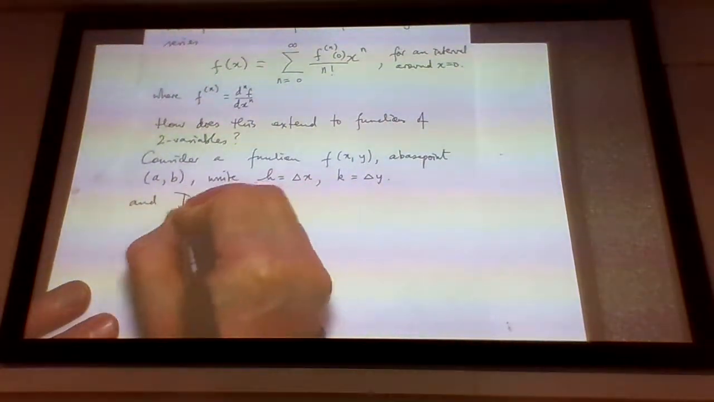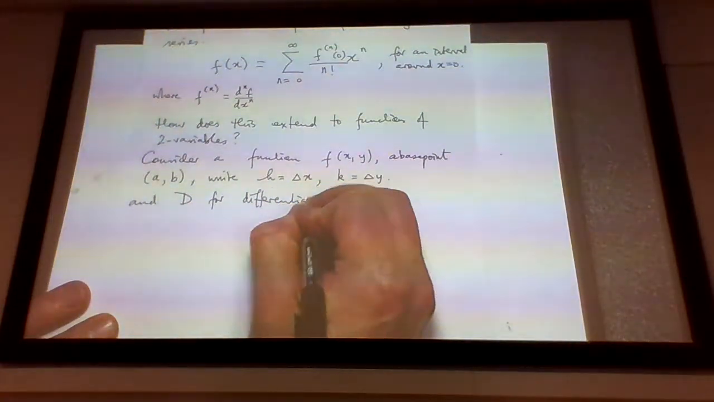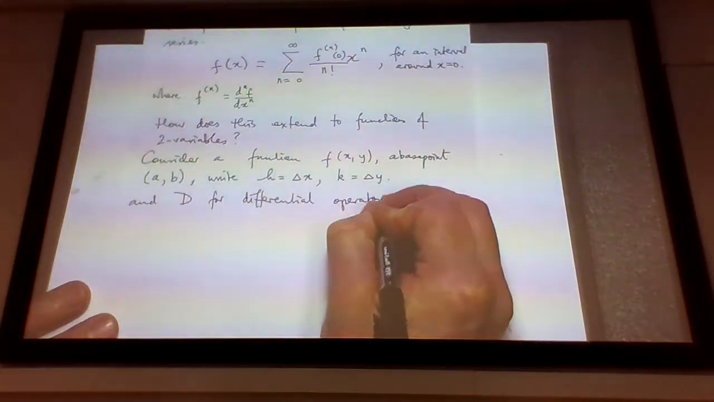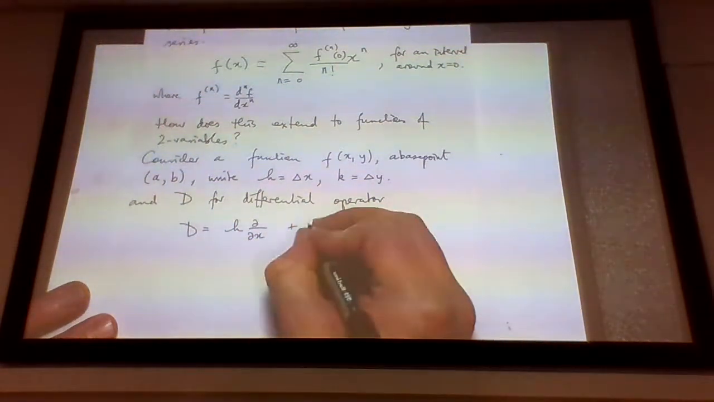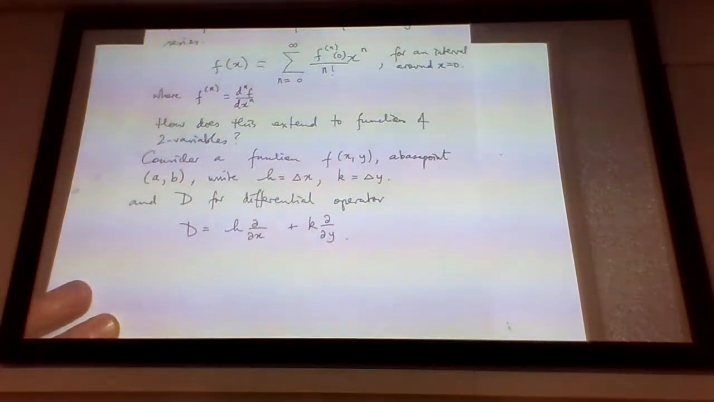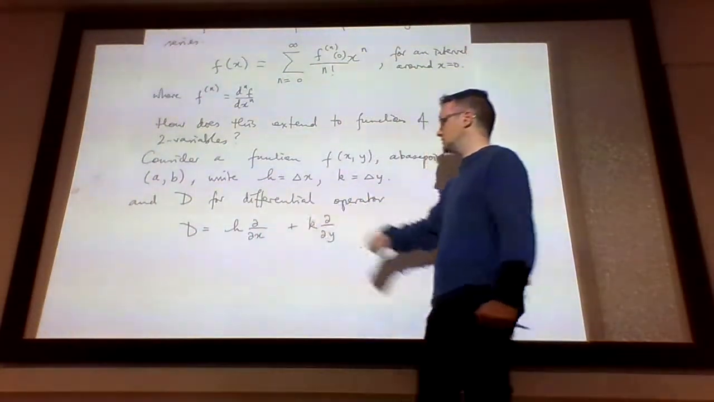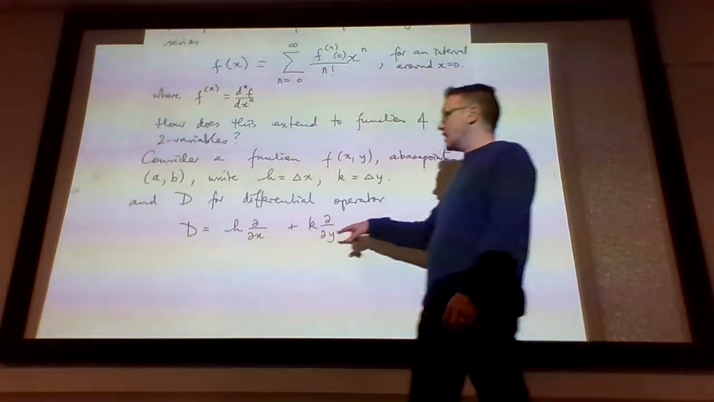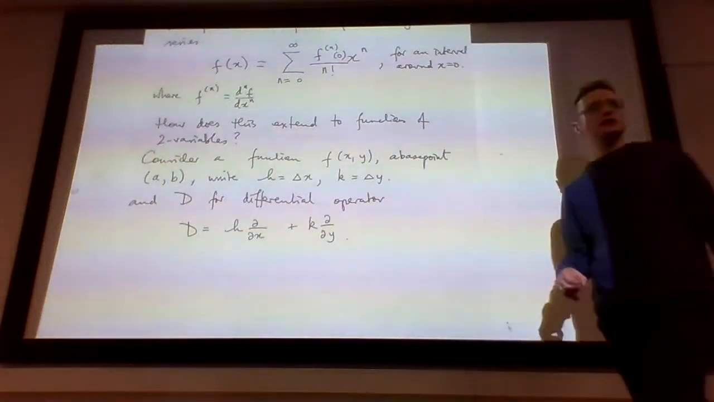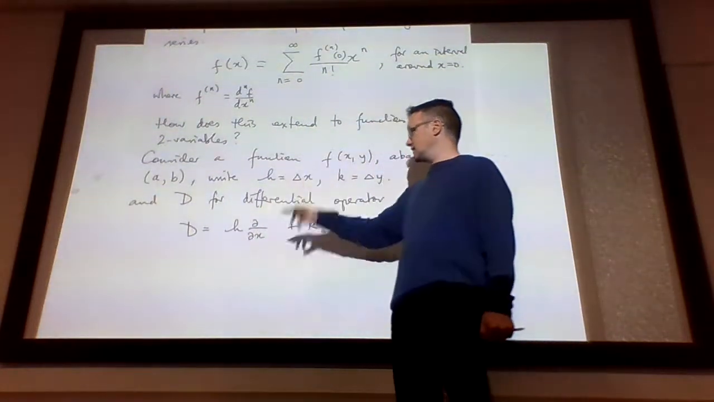And we'll write D for the differential operator. Now this quantity D is a combination of d/dx and d/dy. So D is a differential operator. It's h times d/dx plus k times d/dy. And so this operator, capital D, is the kind of thing that you can apply to a function. If you apply D to a function f, say, it'll give you h ∂f/∂x plus k ∂f/∂y.